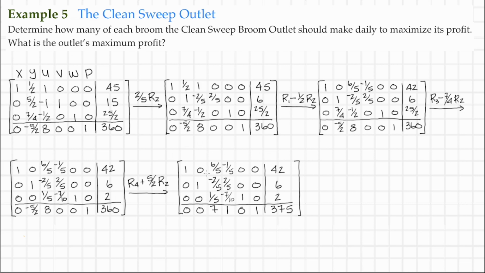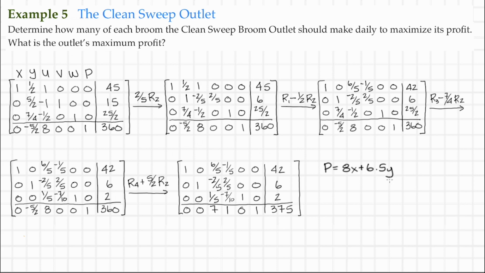So now we change this into our unit column. Step 3 then says we check to see if there's any negative values. So there are no negative values left in the last row here. So we're done. So recall that our objective function was p is equal to 8x plus 6.5y.